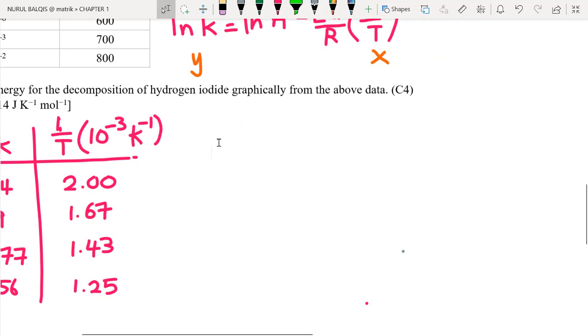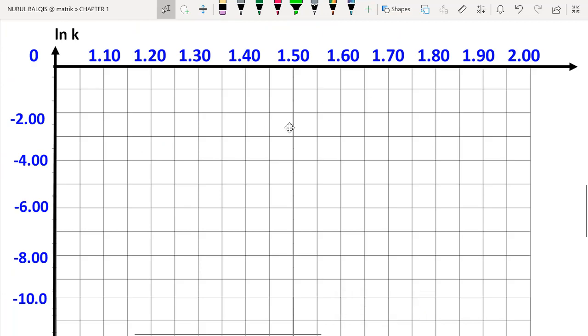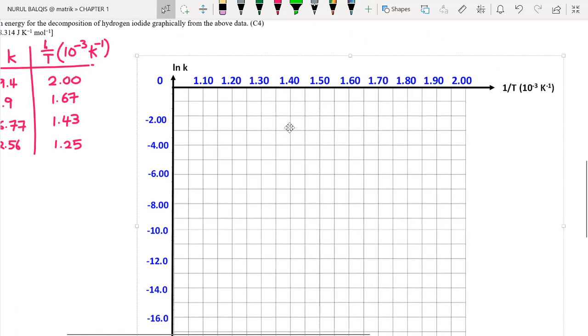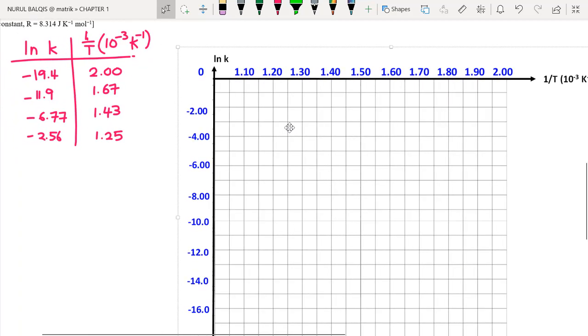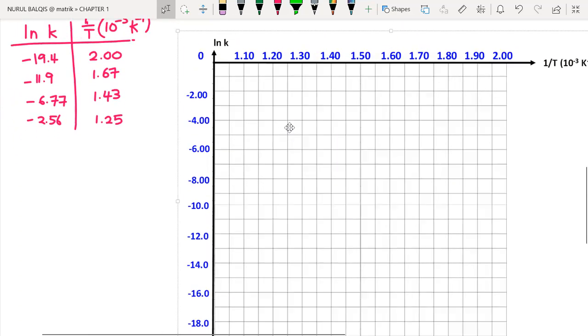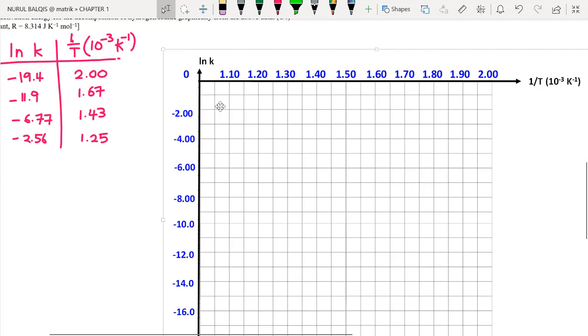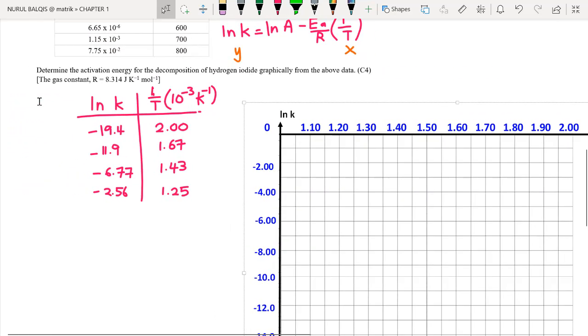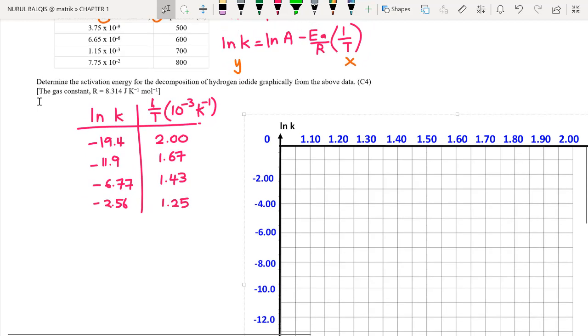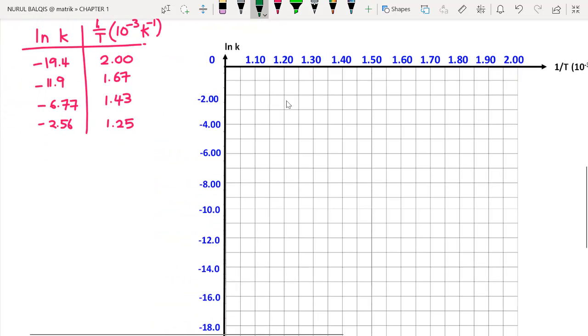So we're going to plot a graph here, and the graph will be like this, where we have a y-axis of ln k ranging from 0 to negative 20, and then for 1 over temperature, we're going to have a range from 1.1 to 2. It is not necessary for you to start from 0 because the question is keen on activation energy. So activation energy relies on the slope of the graph, so we have to focus on the gradient of the graph. Now let's plot.